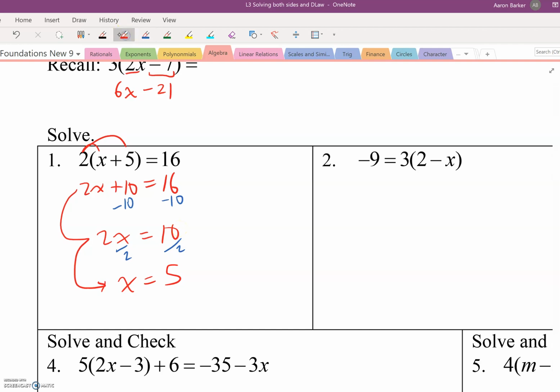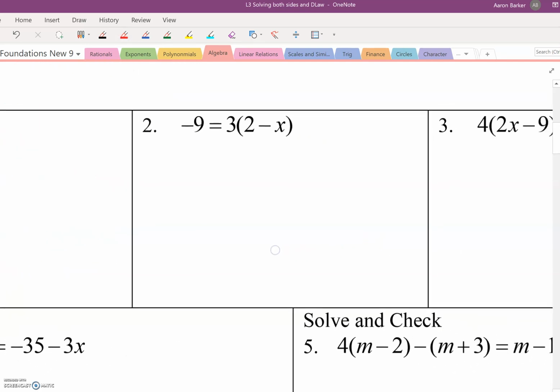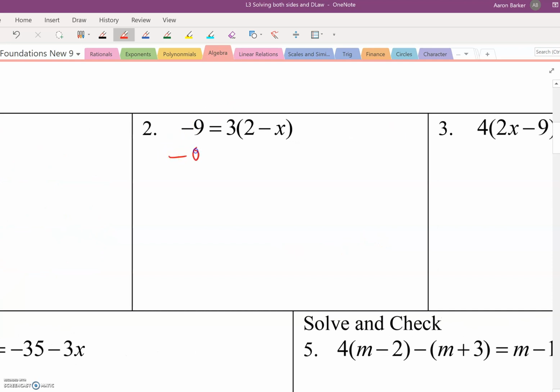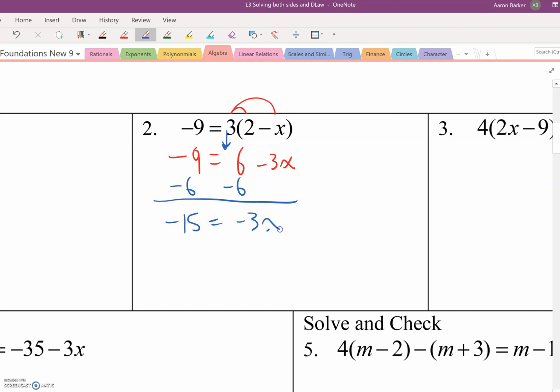But your option. Number 2 then, so same thing, we're multiplying to get rid of our brackets. So the negative 9 doesn't change. It equals 3 times 2, 3 times negative x. Good. So now we'll move 6 to the other side. Always look in front to decide what to do. That is a plus 6. There's a plus sign that doesn't need to be written. So the opposite is minus 6. And so we get negative 15 equals negative 3x.